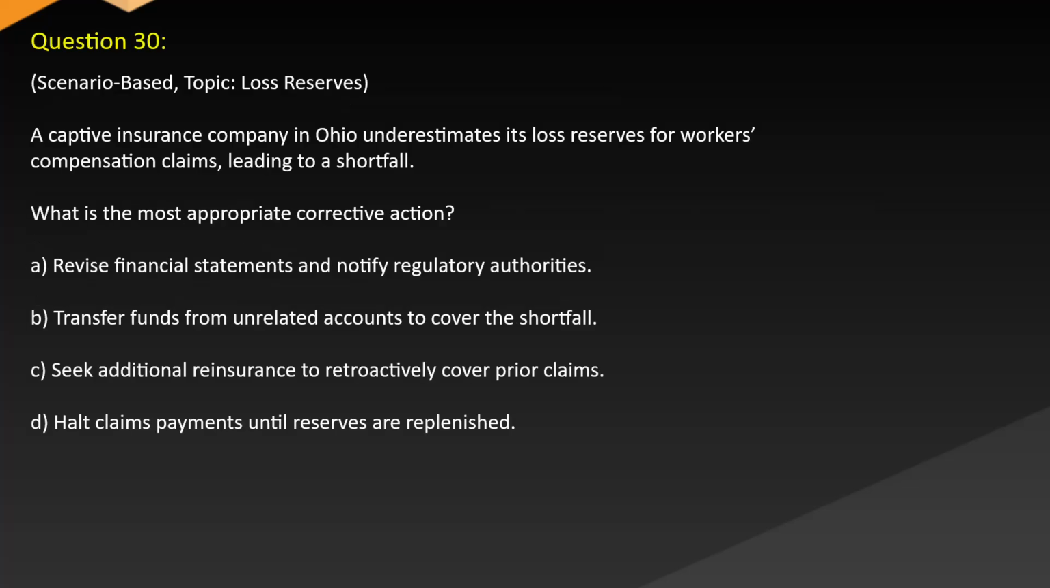Question 30, scenario-based. Topic: loss reserves. A captive insurance company in Ohio underestimates its loss reserves for workers' compensation claims, leading to a shortfall. What is the most appropriate corrective action? A. Revise financial statements and notify regulatory authorities. B. Transfer funds from unrelated accounts to cover the shortfall. C. Seek additional reinsurance to retroactively cover prior claims. D. Halt claims payments until reserves are replenished.